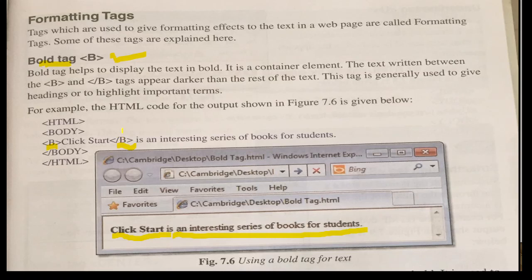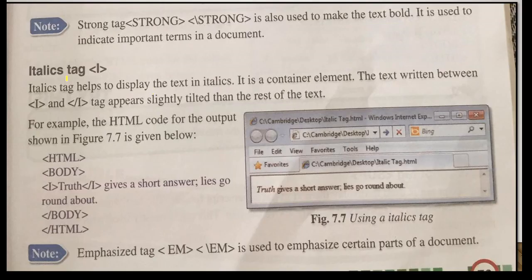Always close this by a forward slash because this is a container tag. The italics. So you can make your text slightly tilted. So you can see the same as how you can use the B tag. Just close the text.